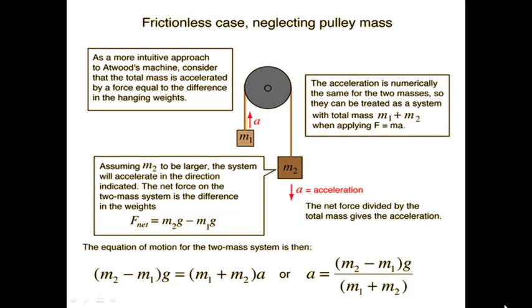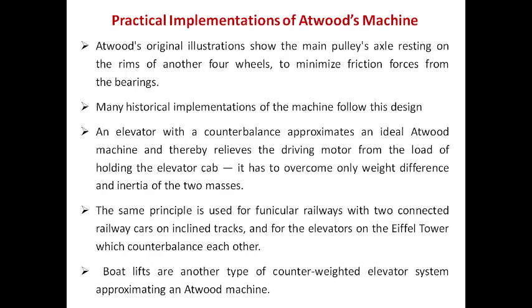For the same case that I represented, a frictionless pulley neglecting the pulley mass, you find a solution. These are the conditions we explained, and you can get the acceleration of the masses as M2 minus M1 times g divided by M1 plus M2. Here it is a difference because they take M1 as the lower mass and M2 as the higher mass. Because of this the terms will differ, otherwise the equation remains the same. So this is the importance of the Atwood machine in calculating the acceleration of the masses connected through a frictionless pulley. Now we are going to discuss the practical implementations of Atwood's machine.